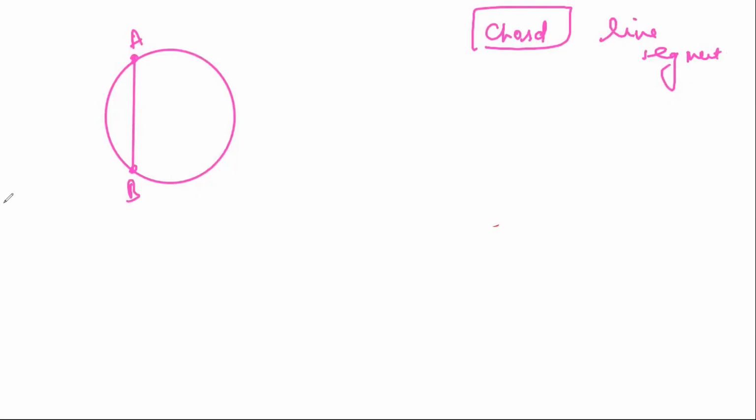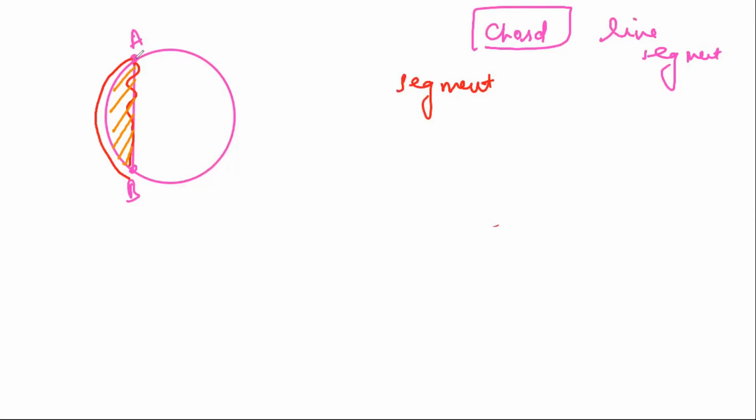Now, what is the segment? Very important. A segment is an area which is covered by the chord and an arc of the circle. The part of the circumference is called the arc of the circle. So the area covered by this is what we are talking about, and this is called the segment.